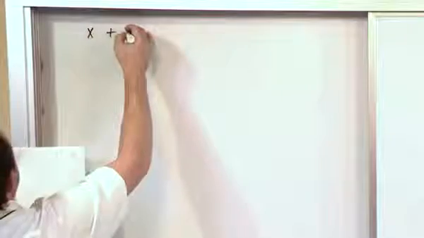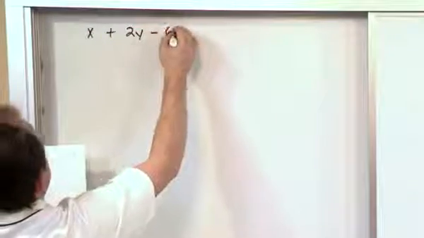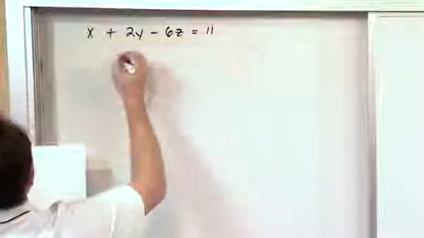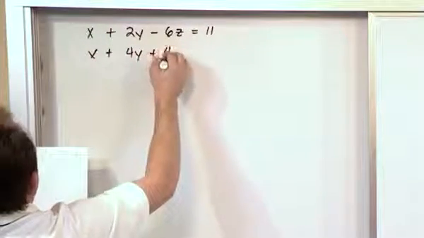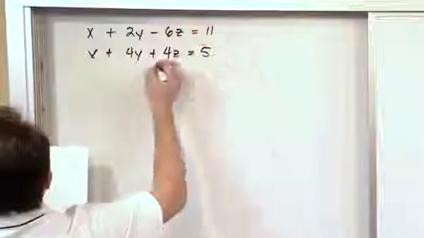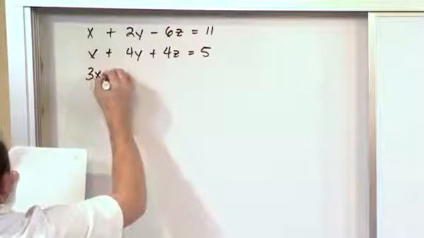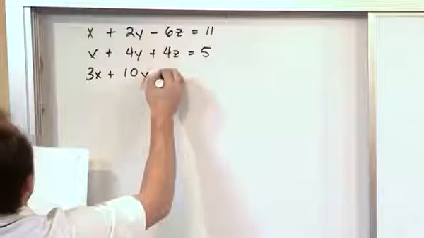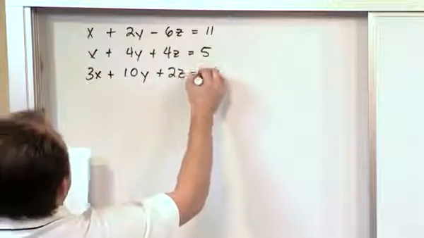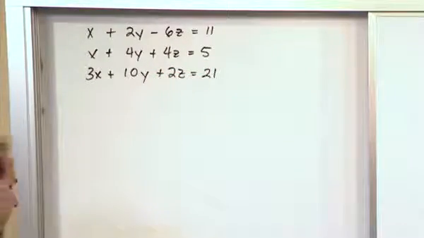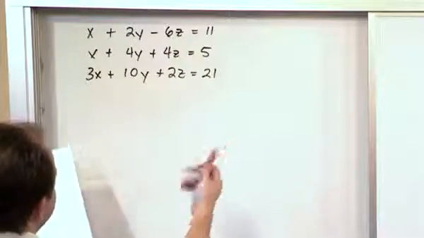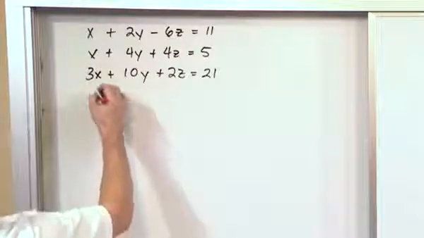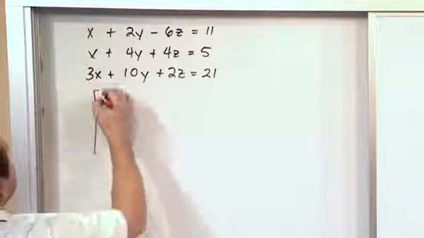x plus 2y minus 6z is equal to 11. x plus 4y plus 4z is equal to 5. And then 3x plus 10y plus 2z is equal to 21. All right. Now, I'll tell you ahead of time, this is also going to be dependent as well. You cannot tell by looking at the system of equations outright that it's going to behave that way. So let's write our matrix.